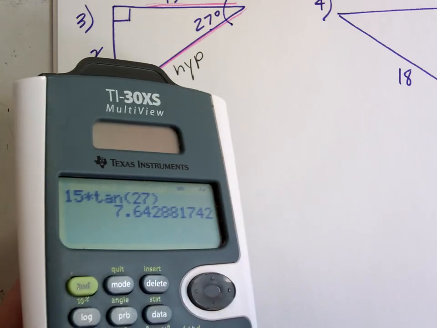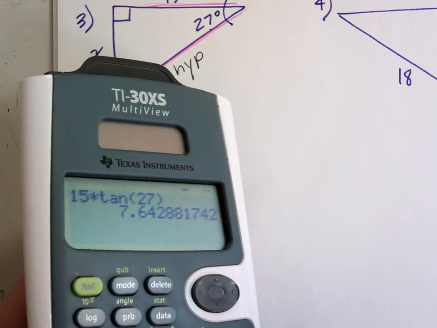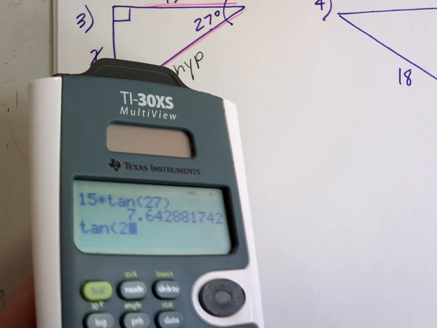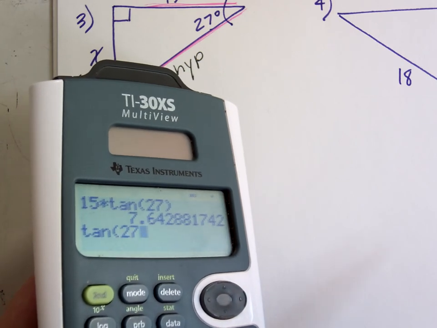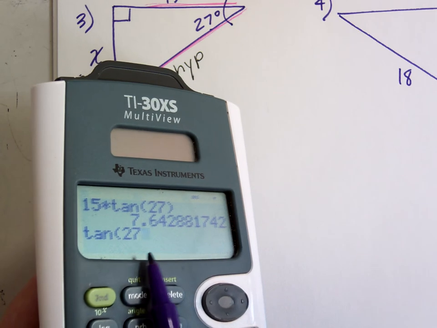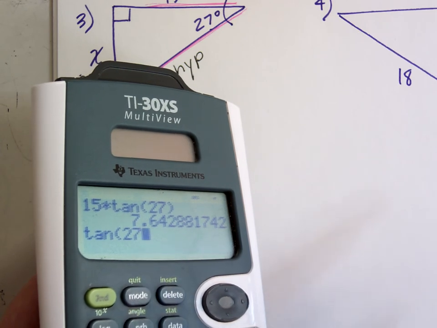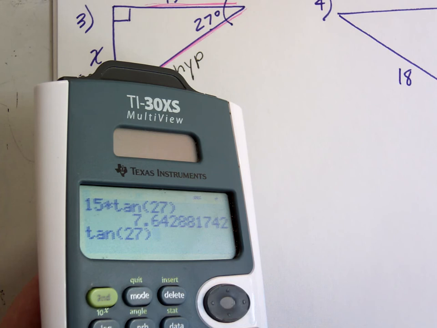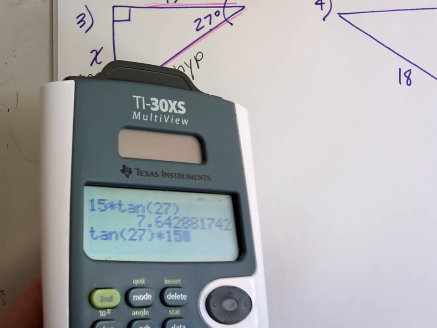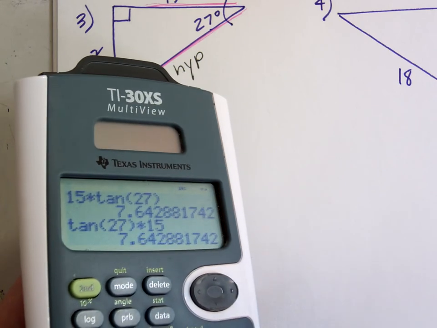Here's what I need you to realize about that. It's fine to multiply tan 27 first times 15, but if I'm going to do that, I have to close the parentheses right here so that it's tan 27 times 15. I'll get the exact same answer.